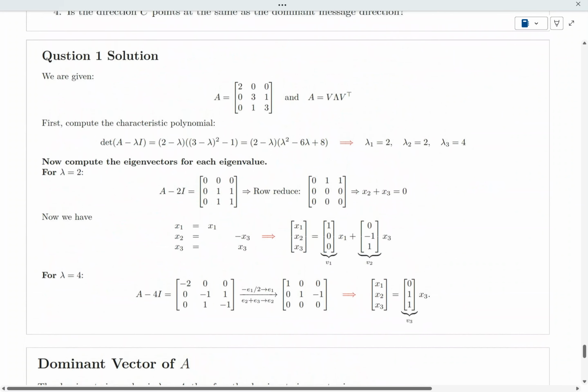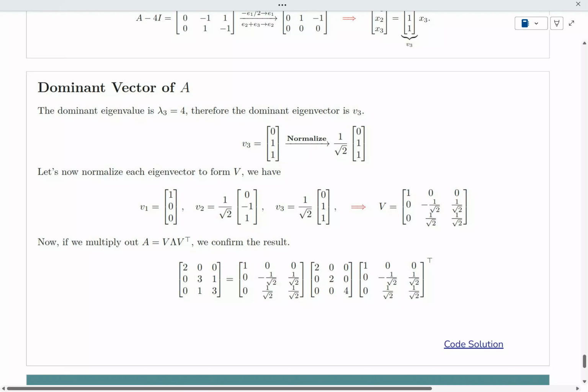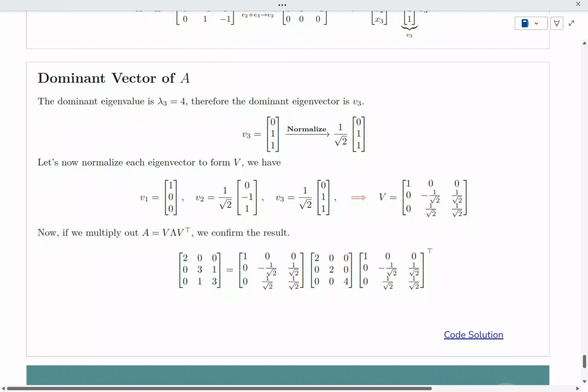Here's the solution for the first part. This is the dominant eigenvector. There's also the code solution here.